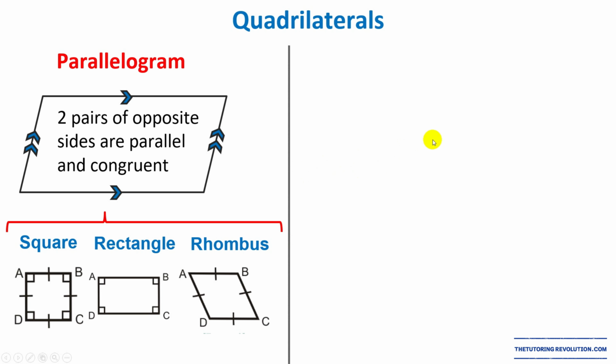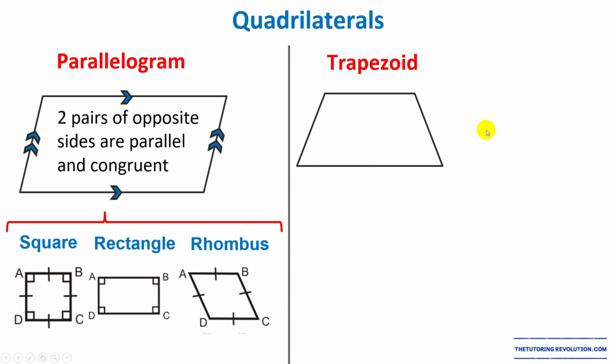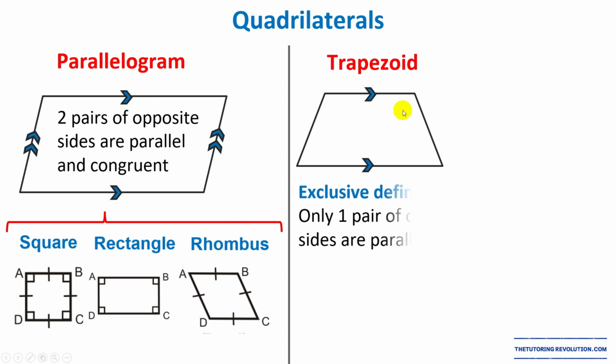The second type of quadrilateral we're going to be analyzing is the trapezoid. A trapezoid is a quadrilateral in which two sides are parallel to each other, and the other two sides are not parallel to each other. This is the exclusive definition. Okay? So basically, in the exclusive definition, only one pair of sides are parallel to each other, and the other pair is not parallel to each other.